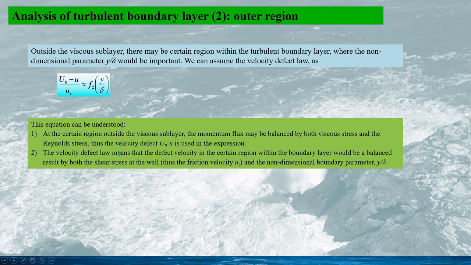The velocity defect law means that the defect velocity in the certain region within the boundary layer would be a balanced result by both the shear stress on the boundary, thus the friction velocity u tau, and the non-dimensional boundary layer parameter y divided by delta.